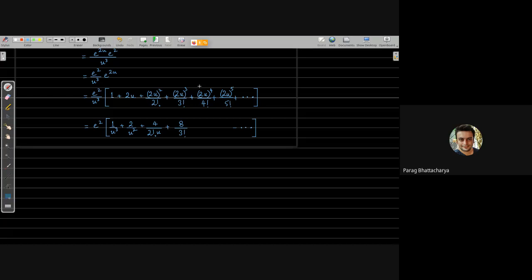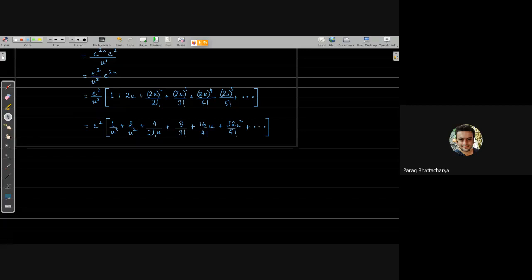1 by u cube when I multiply it here, there is a u to the power 4 divided by u cube. So we'll get u in the numerator. And then we have 2 to the power 4, which is 16, divided by 4 factorial, and then we will have u. Then what else? Next term, what will be the next term? 2 to the power 5 is 32. That's exactly right. So 32 u squared divided by 5 factorial, and so on. So this is what we get.